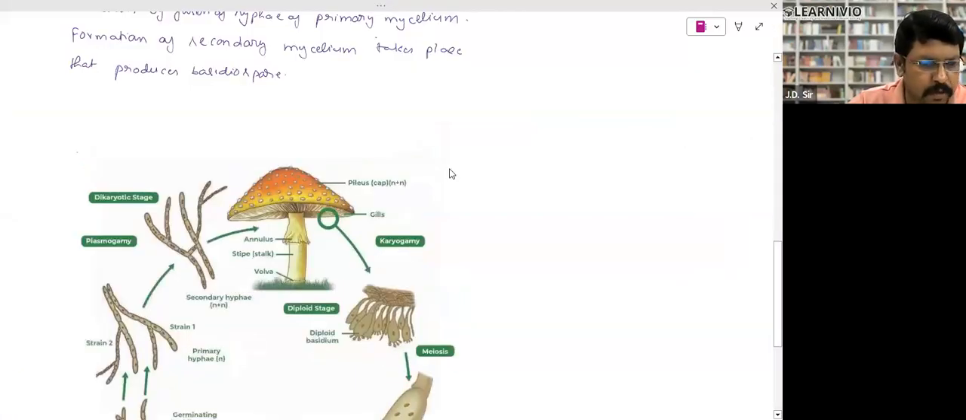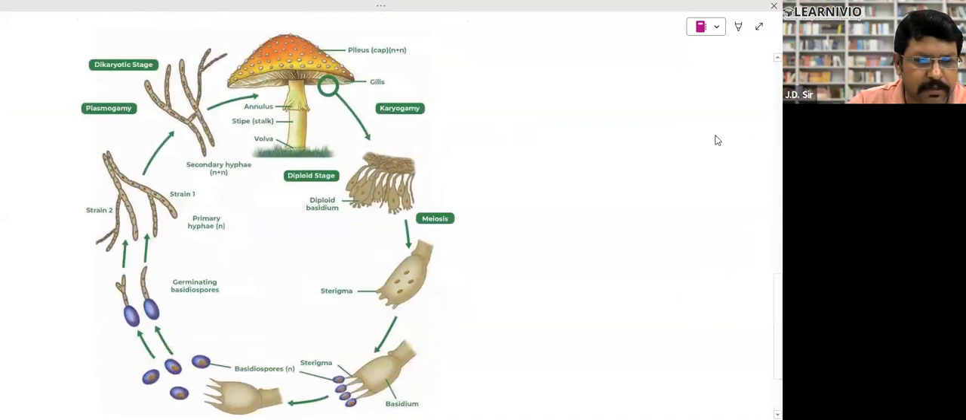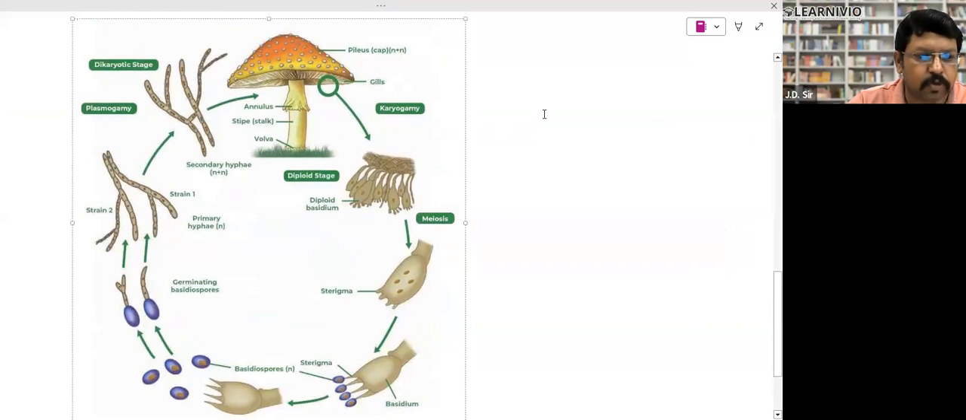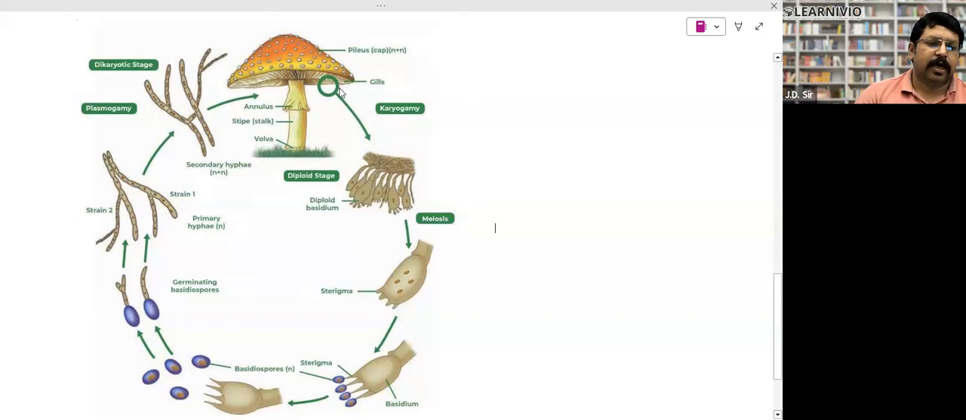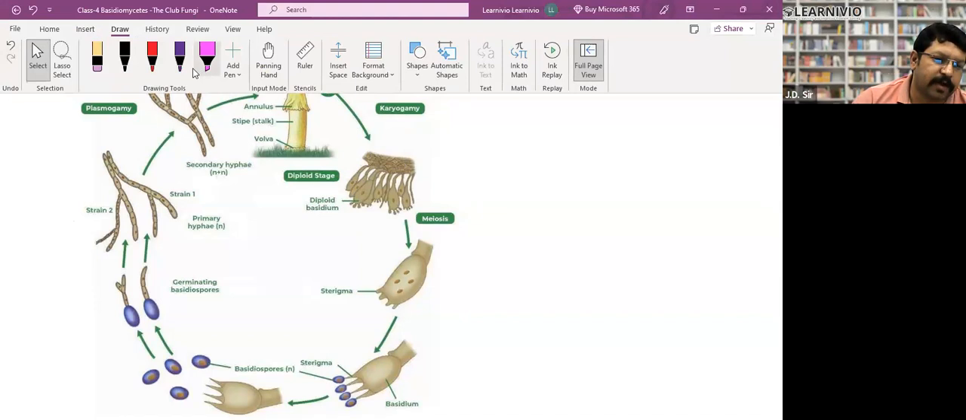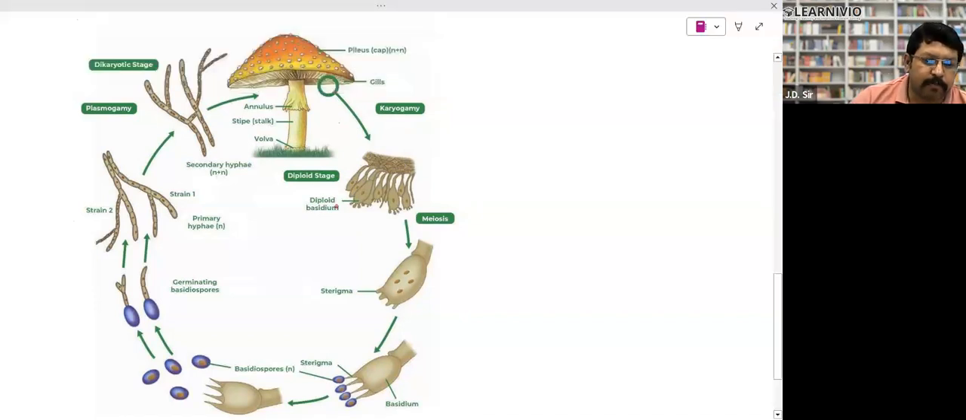Look, again, the life cycle of Agaricus. Here, I just want to represent the sexual reproduction part. We have already discussed that this part is called pileus, and below the pileus there are gills, right? In the gills, karyogamy takes place, right? This is the diploid stage. Here the two nuclei have already fused, and these are the diploid hyphae, right? So formation of a diploid basidium takes place.